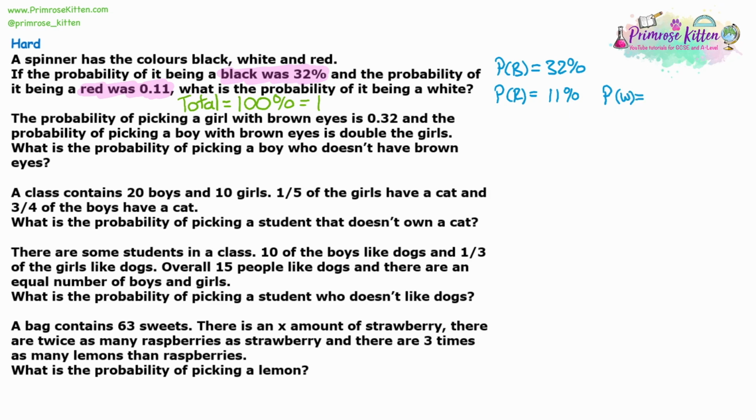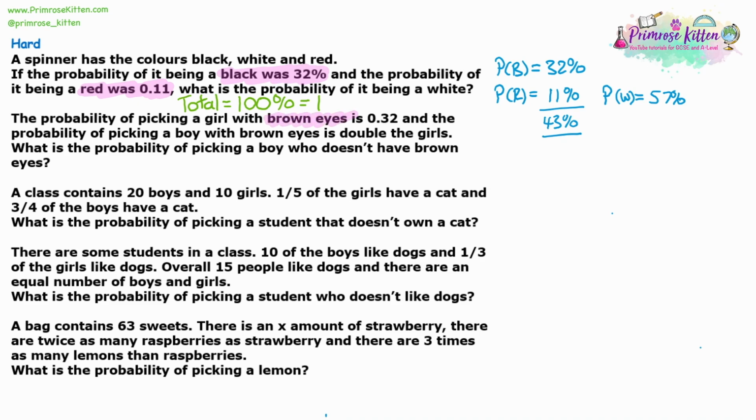The probability of black and red is going to add up to 43%. So to get 100%, we need another 57% to get there. So the probability of white is 57%. Remember that all probabilities have to add up to the total, 100%, or 1. Moving on to question 2, identify the numbers.